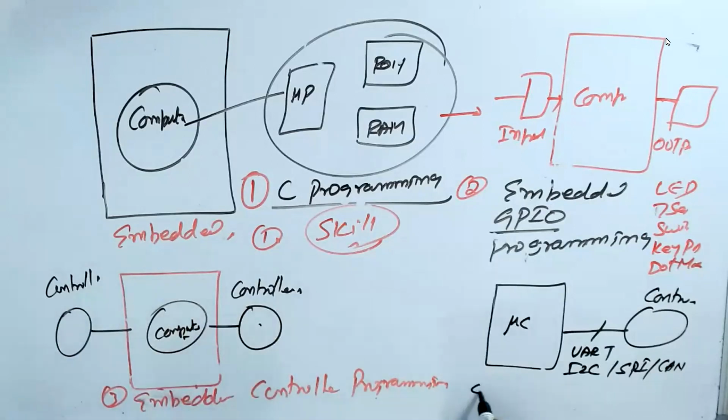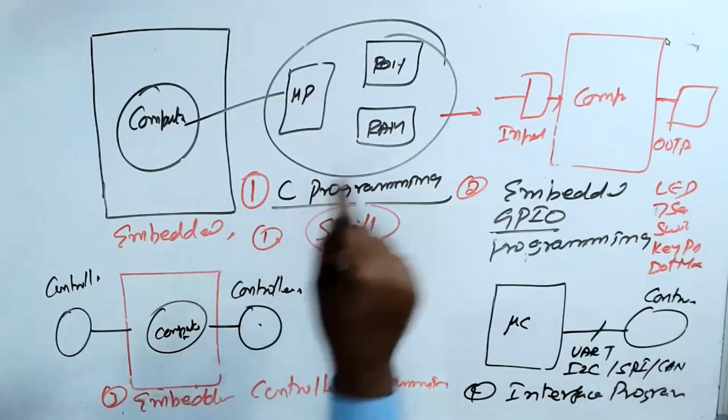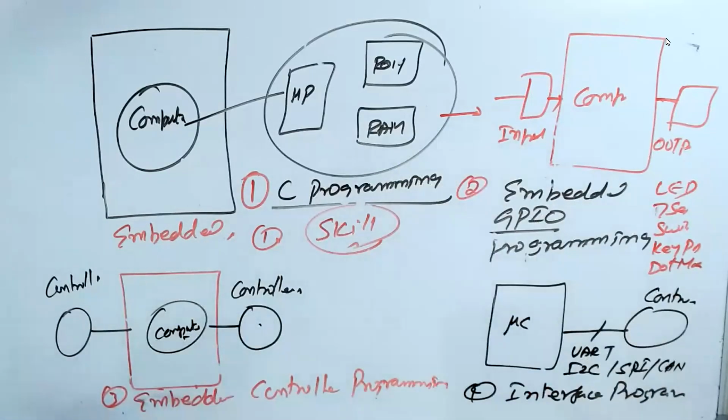Now, the fourth one is interface programming. Understand? So these four have to be understood very clearly, and start learning from 1, 2, 3, 4, everything, writing functions.